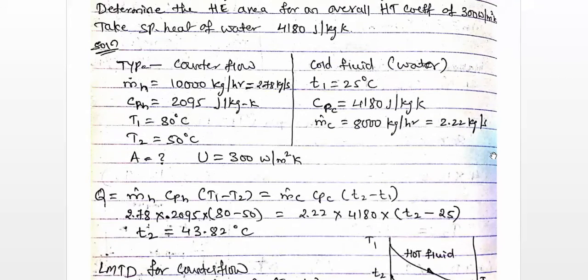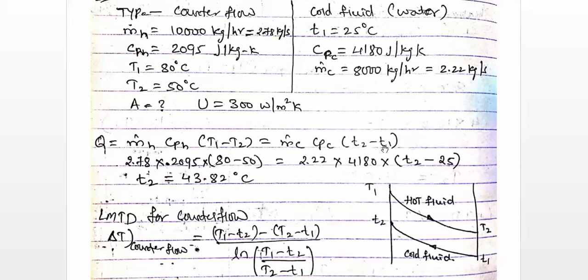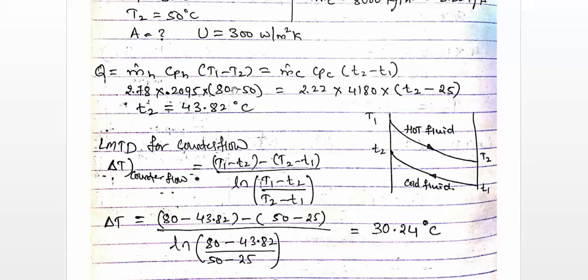Okay, so with the help of this equation, heat lost by the hot fluid is equal to heat gained by the cold fluid. This is nothing but the rate of heat transfer through the heat exchanger. Here we know all these values. We know the capital T1 and T2, the inlet and outlet temperatures of the hot fluid: 80 degree Celsius for T1 and 50 degree Celsius for T2.